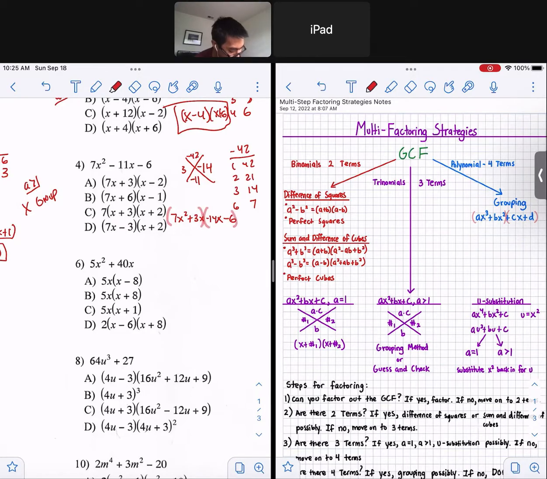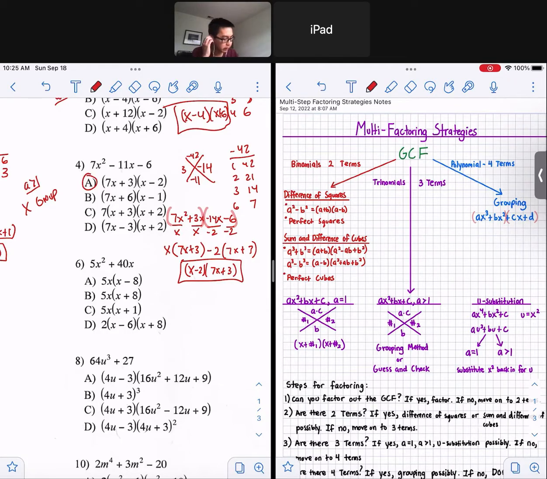Group. We can factor out an x from here, and we can factor out a negative 2. You could divide each of them by negative 2, so we're going to get 7x plus 3 for that one. Factor out negative 2, 7x plus 3. Factors: x minus 2 times 7x plus 3, which is going to be A.